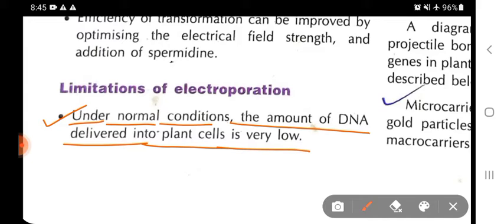And secondly, too much introduction of the target DNA can lead to a high copy number inside the target plant cell, and that can cause gene silencing, right? So too much introduction of DNA into a plant cell should be avoided, otherwise gene silencing will occur, which will be of no use. Okay, because it will stop the expression of the gene, so what's the use of introducing the gene then?